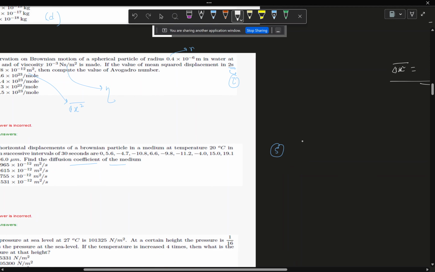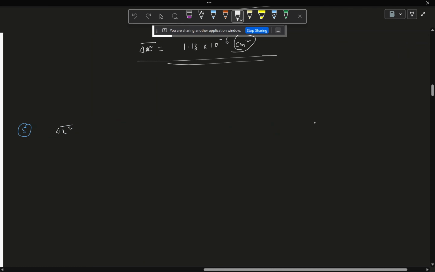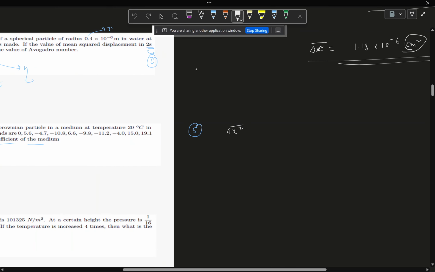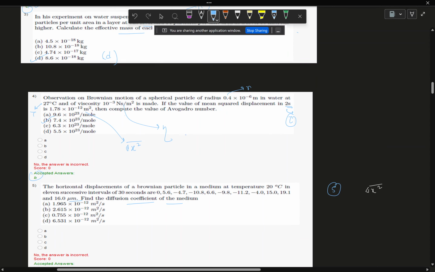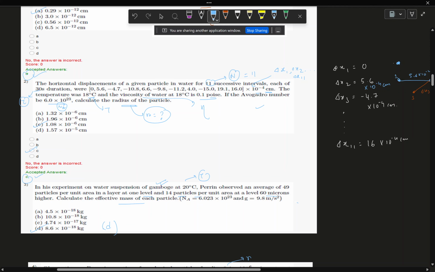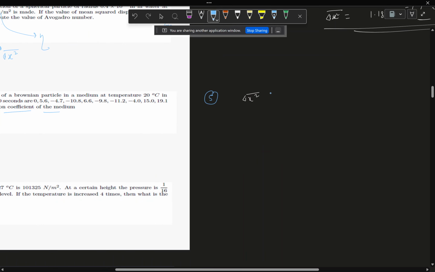From the earlier sum, we have already calculated the delta x square average. What was it? It was 1.18 into 10 to the power minus, I think the unit is different. Yeah, here the unit is micron, but in the last problem the unit was given in 10 to the power of minus 4 centimeter. So you have to take care of that. I have already calculated it, so you can calculate it by similar means and you will see the value will come.